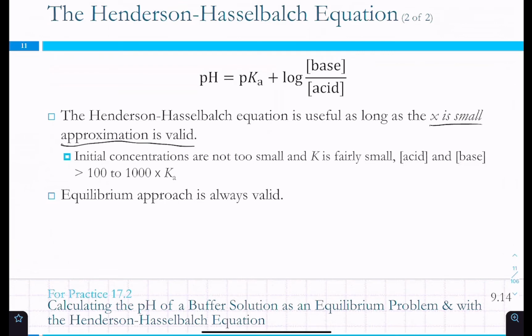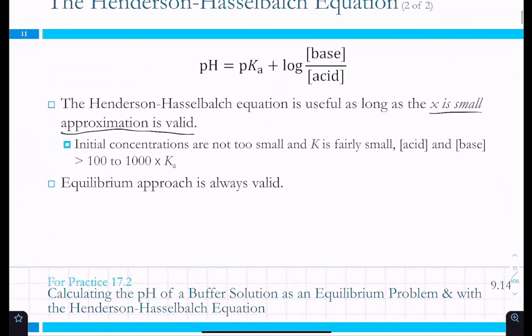This is just, again, kind of like that other equation that I showed you for when the x's small approximation is true for regular expressions where you just have one reactant, and you're trying to figure out how much product is going to be formed. You can always do the equilibrium approach to get the right answer. This is just a shortcut if you know when to use it. I don't know if it says this in the textbook.